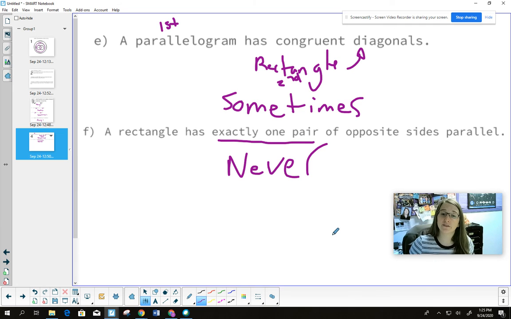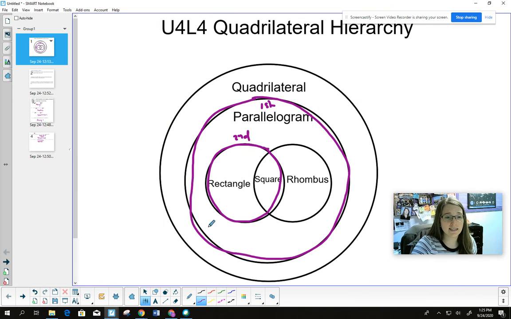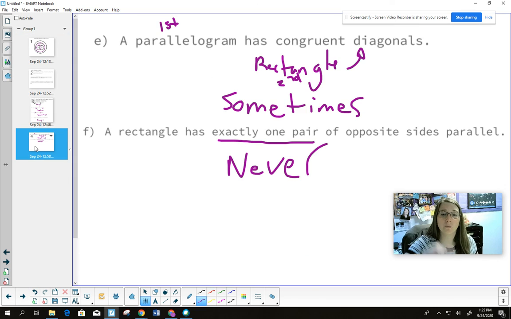So I know this is a little confusing, guys. Hopefully this helps. The more you practice these ones, the easier they get, and you only have 3 options. Always, sometimes, or never. If we can narrow it down to at least 1 or 2, then we have a better chance of getting it right.